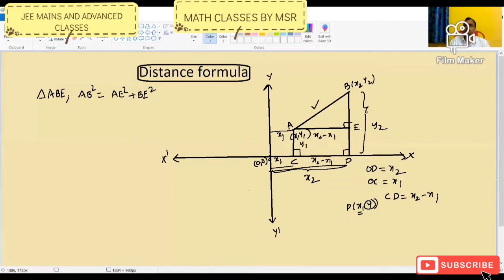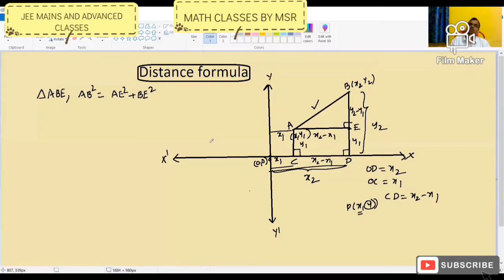Similarly, this distance is y2, and this is y1. AC is y1, DE is also y1. So the total distance is y2, till here the distance is y1, so the BE distance will be y2 minus y1.